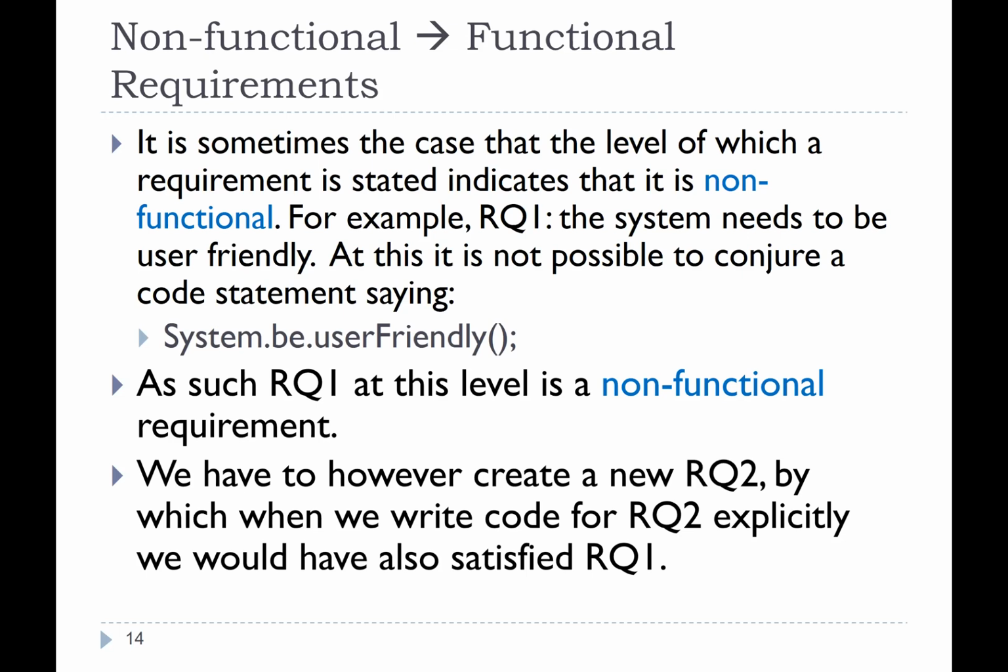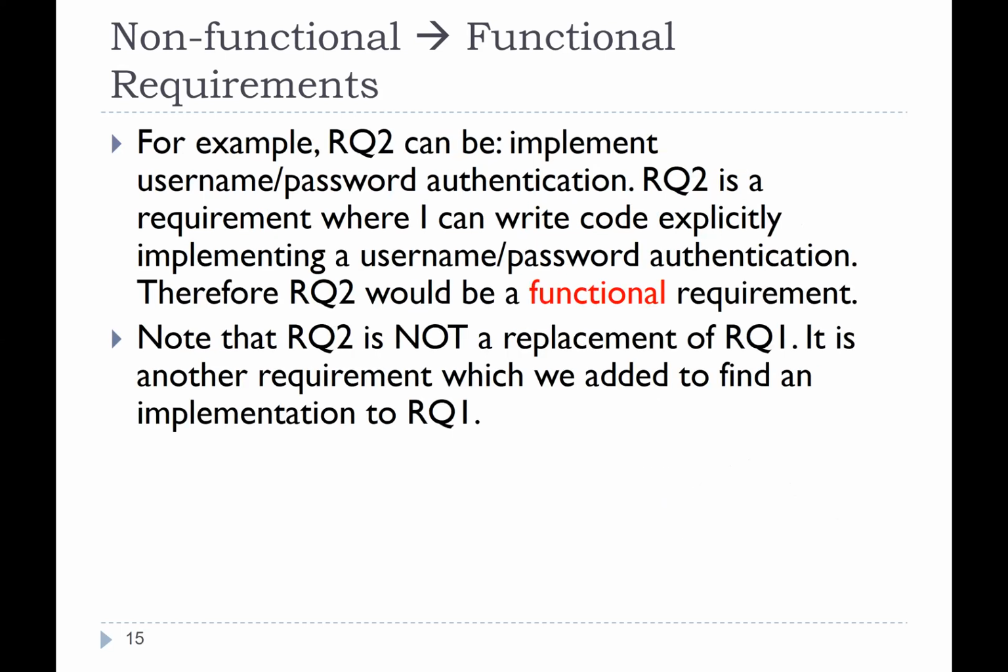Username and password authentication, I can write code for. Now I've written code for it to make the system secure. So I've created an RQ2, and I'm going to write code for RQ2. I can't write code for RQ1, but by satisfying RQ2, I in turn have satisfied, at least to some extent, RQ1. So here is implement password authentication.